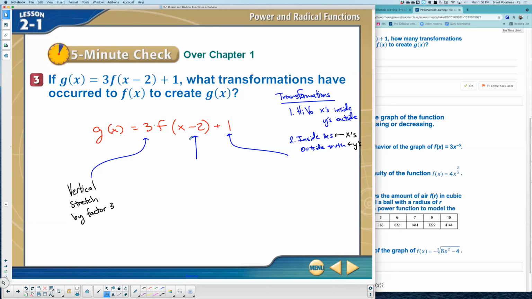Second one. Okay, anytime you add or subtract, it always shifts. But before we do that, is it inside or outside? Inside. So it's horizontal. The word that you'd be looking for is horizontal. Anytime you add or subtract, it's a shift. Inside lies, so it's not going -2 on the x-axis, it's going +2 on the x-axis. Which direction is that? Up, down, left, or right? Right 2 units.